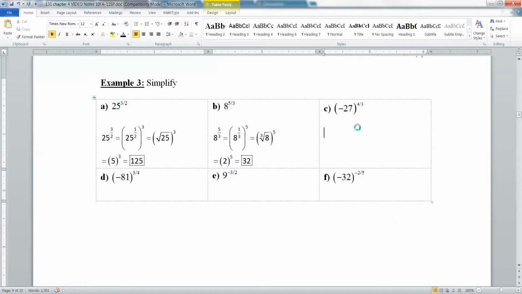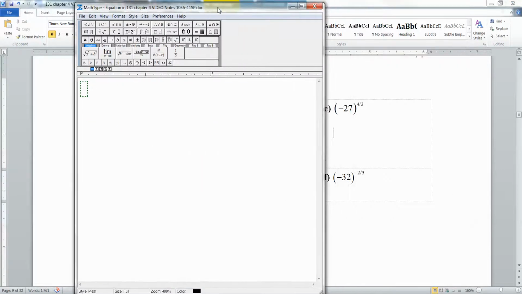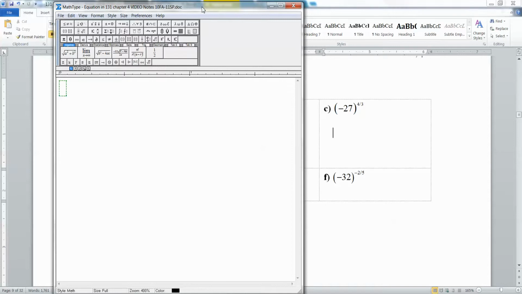Now this one we'll have to be a little bit careful of because there's a negative in there. So we'll have to be careful when we break it up. So you can say, okay, that's negative 27 to the 1/3, and I'm going to raise the whole thing to the 4th. Okay, so negative 27 to the 1/3, that would be, let's see, negative 3.